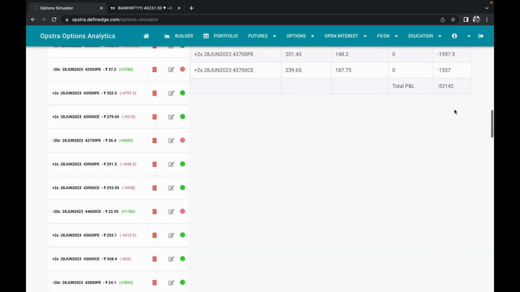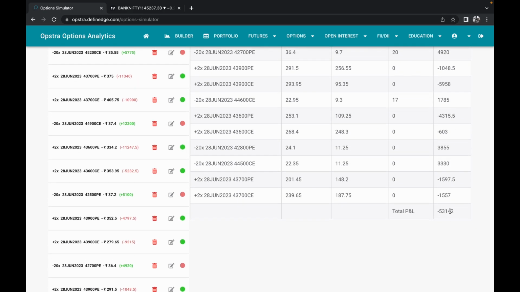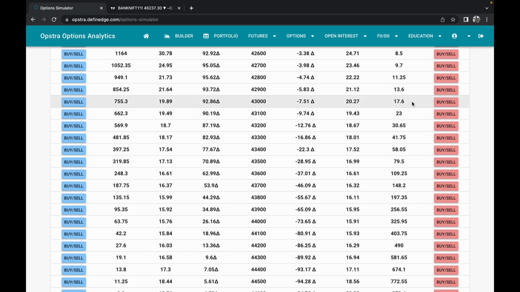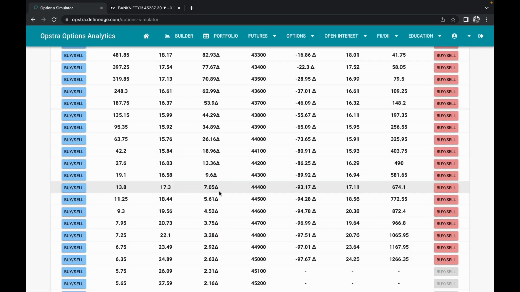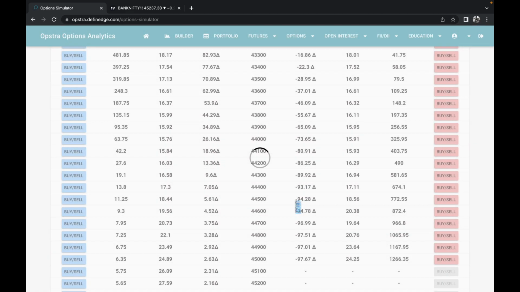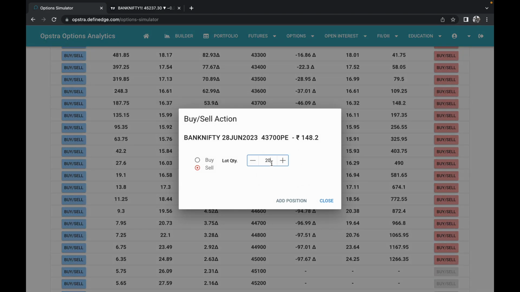Okay, and I am currently making a loss of 53,000 rupees. So there is a premium available to us and it is 17 rupees. So I'm going to do the adjustment. As well as on the call side also, there is more premium available to us. So we are doing adjustment here also. So we are going to do buy option on both the sides.